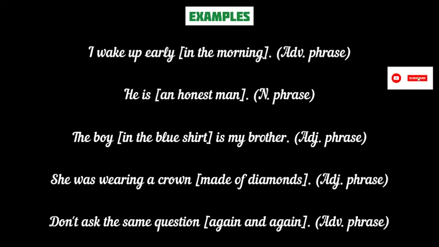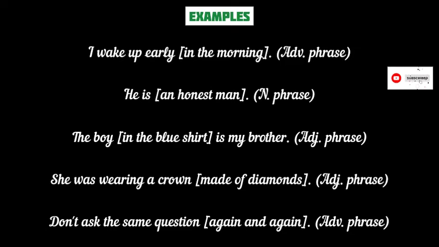In the next example, the group of words "made of diamonds" is also a phrase. It consists of the past participle made, the preposition of, and the noun diamonds. No subject, no principal verb here, no complete meaning either, but it describes the noun crown, hence it's an adjective phrase.